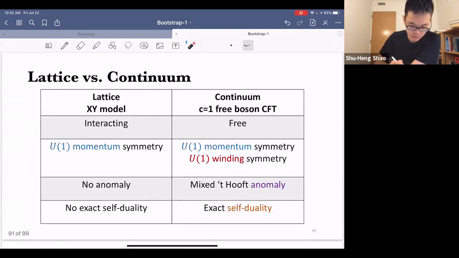So let's make a quick comparison between the lattice and the continuum. This is the lattice XY model. It's interacting because we have the cosine. The continuum is free, it's quadratic. On the lattice, you have only a single U1. In the continuum, you have two. On the lattice, since I have only a single U1, there's no anomaly. In the continuum, I have a mixed anomaly between the two. On the lattice, because I have a single U1, I have no exact self-duality. In the continuum, I have the exact T-duality.